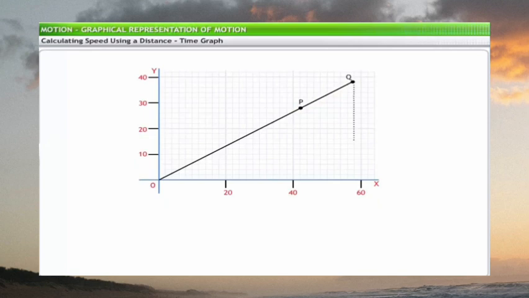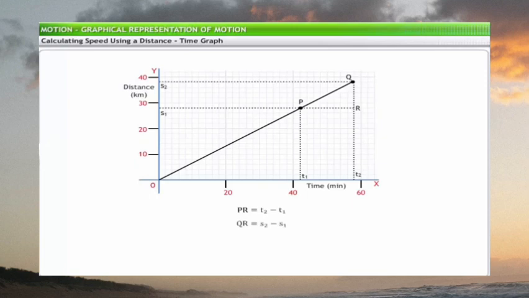Draw a line parallel to the y-axis from point Q and another line parallel to the x-axis from point P. These parallel lines intersect each other at point R to form a triangle PQR. On the graph, PR denotes the time interval, while QR corresponds to the distance. You can see from the graph that as the object moves in time interval t2 minus t1, the distance it covers is s2 minus s1.